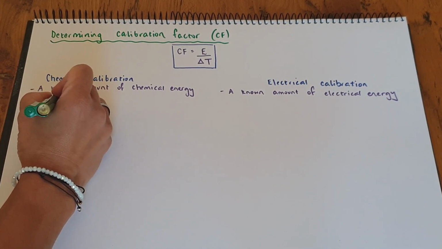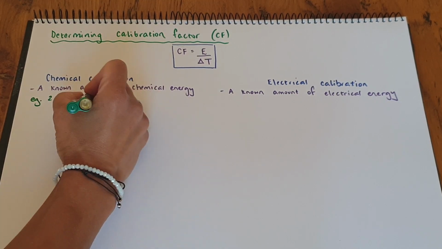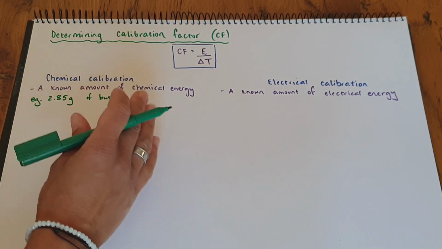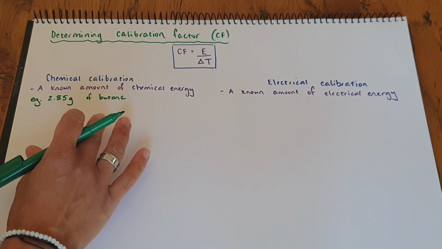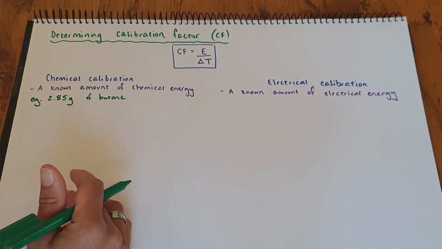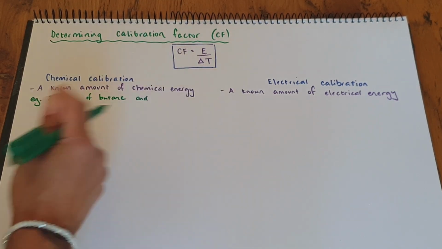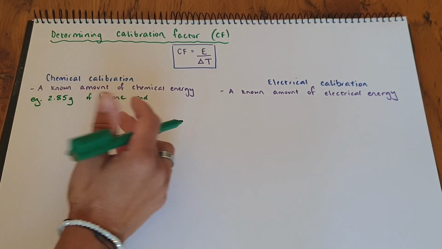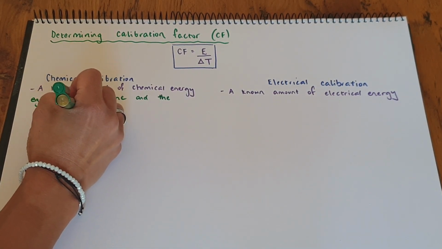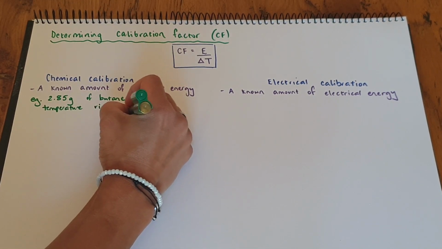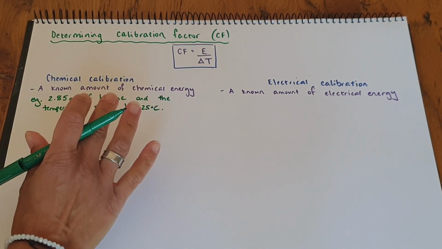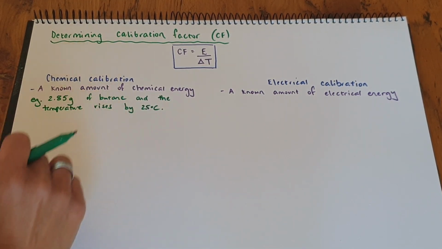An example could be that you have a known mass of a fuel that we've got data for. So this is why it's a known amount of chemical energy. We know how much energy we get from a gram or a mole of butane. It's something you can get from your data book. Let's just make up the rest of this hypothetical situation. And the temperature has to change. Let's say it rises by 2.5 degrees Celsius.